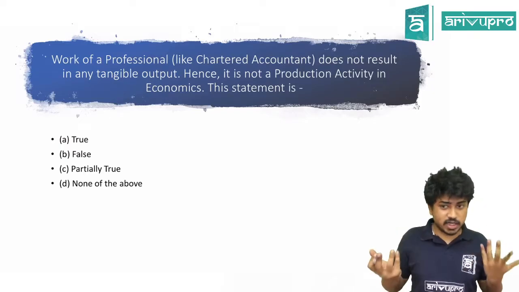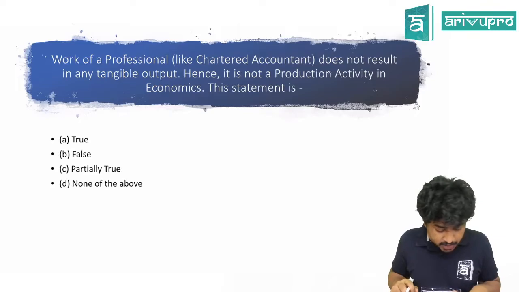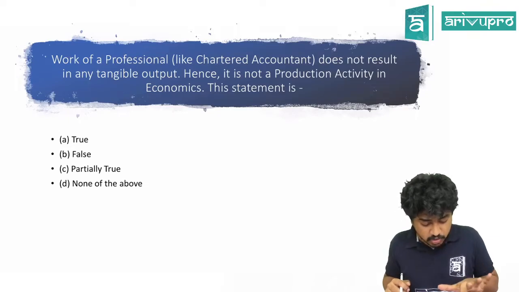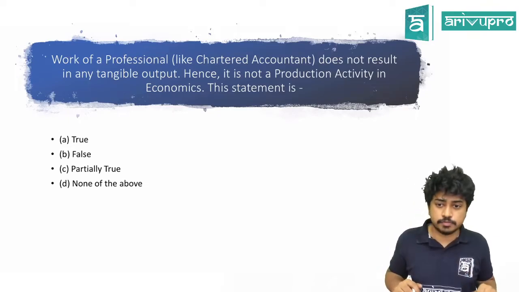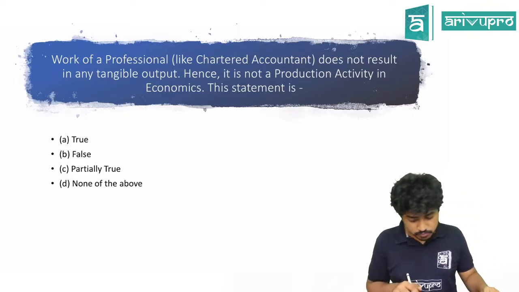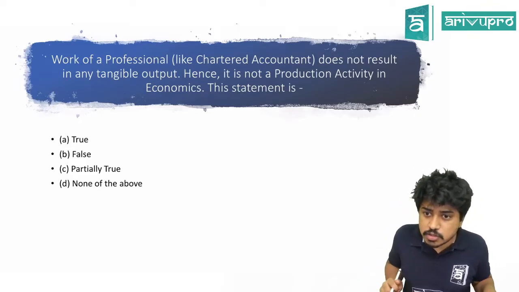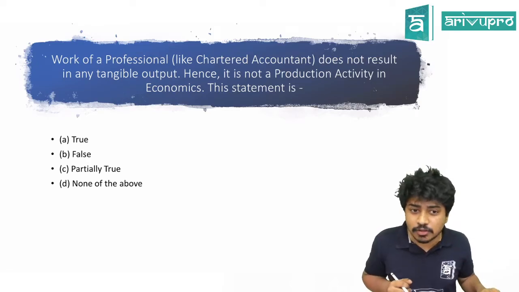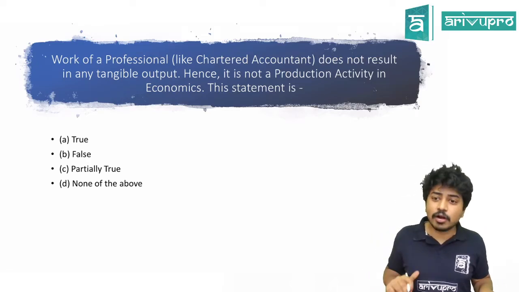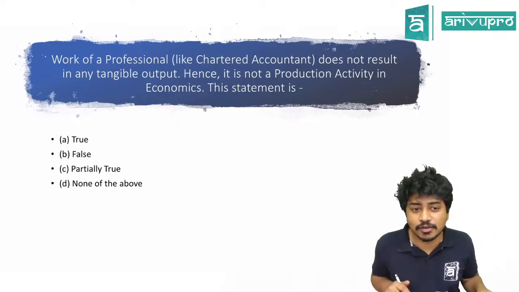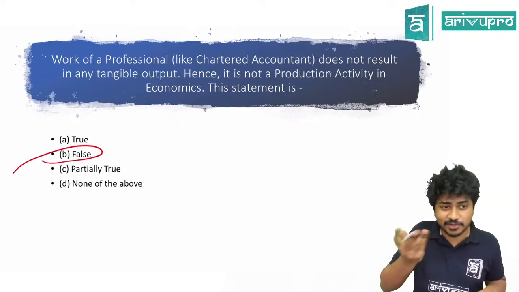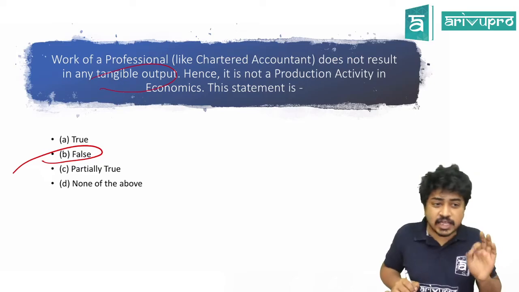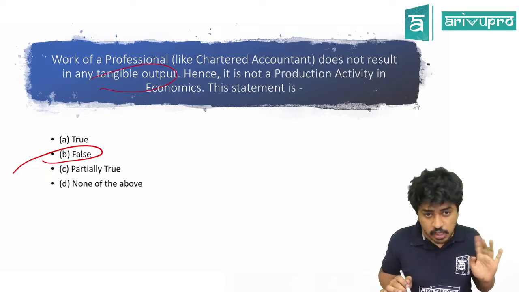Work of a professional like chartered accountants like us, right, does not result in any tangible output. It is not a production activity in economics. Is this statement true or false? They are accusing us. What happened? They are saying chartered accountant does not result in tangible output, hence it is not production. Is the statement true or false? Answer is false. Here, students are getting angry. How can you say that? It is false. It need not be tangible. Even service is included. Are we clear here?